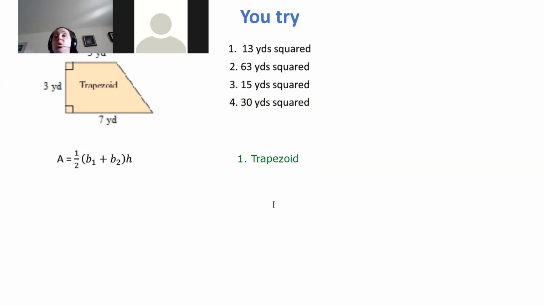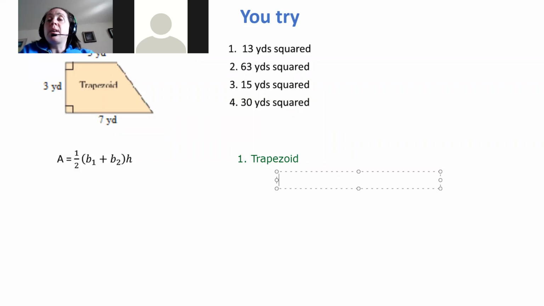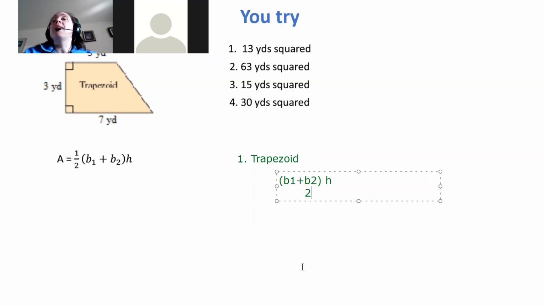Good. I love how people are answering, this is great. So, okay, for a trapezoid, my formula tells me I have to add the bases together, and that would be the parallel sides that Isabel mentioned. So it's good to know that. Multiply by the height, and then divide by 2. That's what that formula tells me to do.